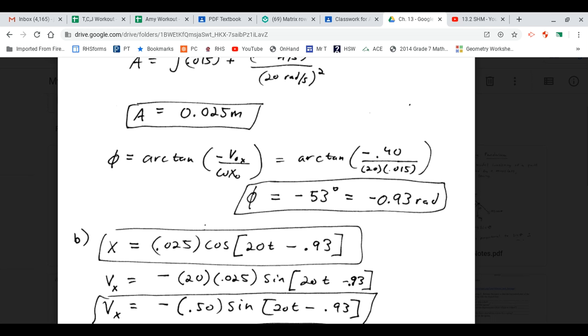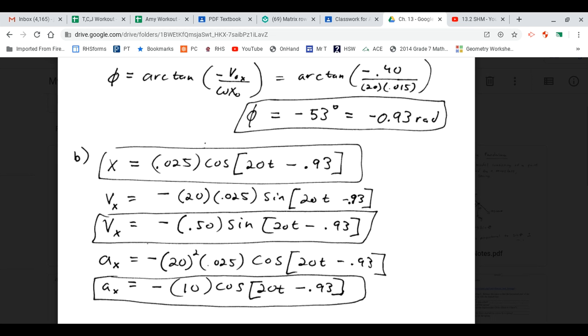Now that we know all those values, it'll be pretty easy to write all the formulas. If you recall, a position time function was x equals A times the cosine of omega t plus or minus the phase angle, and the phase angle came out negative, so we can see a minus is there. All we've got to do is plug in those numbers. So amplitude is 0.025, it goes there. Omega is 20 and minus 0.93. We typically write this in radians and not degrees when writing these functions.